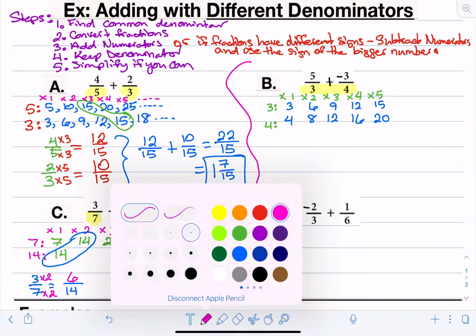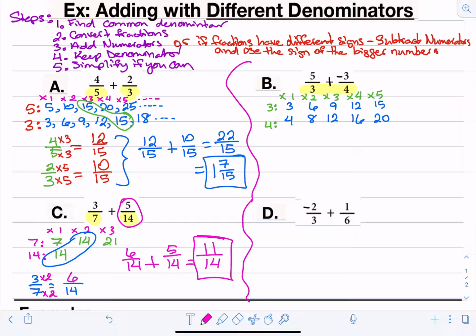So now I look at our list and I go, okay, is there a common, oops, sorry about that. Is there a common number? Is there a common multiple so far before I extend my chart out? And I look and I see that both of them have the number 12. So 12 is our least common multiple, the smallest number that they both have in common. And that's what we're going to use as our denominator, okay? 12. So we now need to move on to step 2, which is converting the fractions.